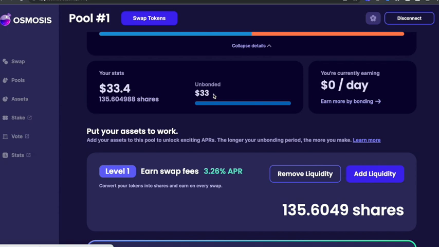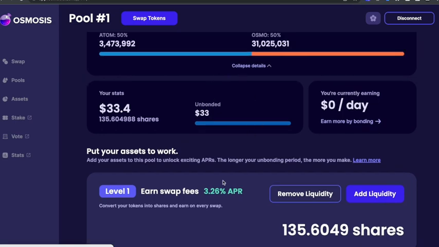I'm not receiving any fees right now. I'm not going to get anything because I've not bonded them. I will be getting swap fees because I've added them to the pool, and they'll be earning 3.26% APR, which is a tiny amount. But if I bond them, which means I have to give a notice period of either 1 day or 7 days or 14 days if I want to take my crypto out.